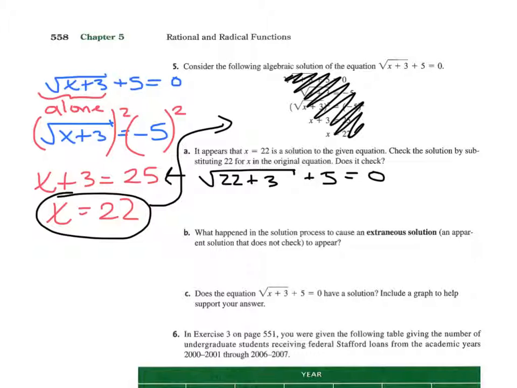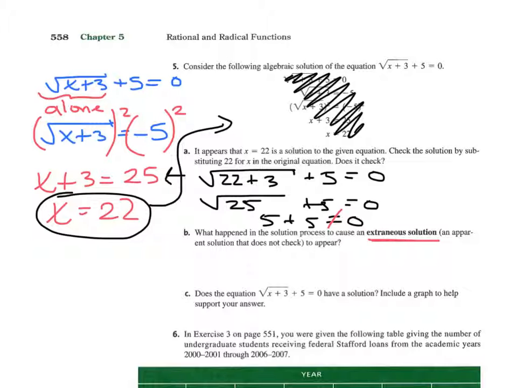Okay, so under here I get 25 plus 5 equals 0. So I have 5 plus 5 equals 0. A lot of times people say, well, if it was 5 minus 5, it would work, so it looks like it checks. But it doesn't. Okay, this is not a true statement. So this is an example of what we call an extraneous solution.